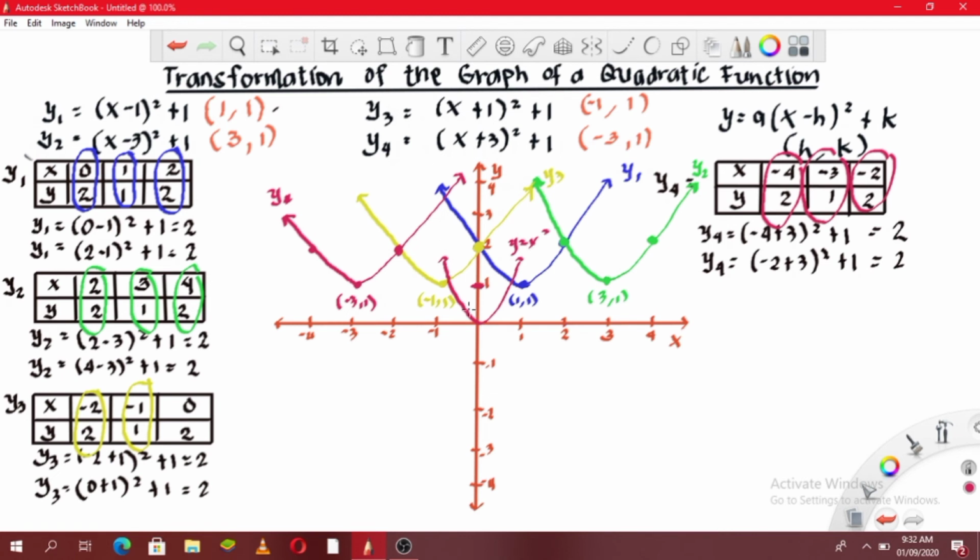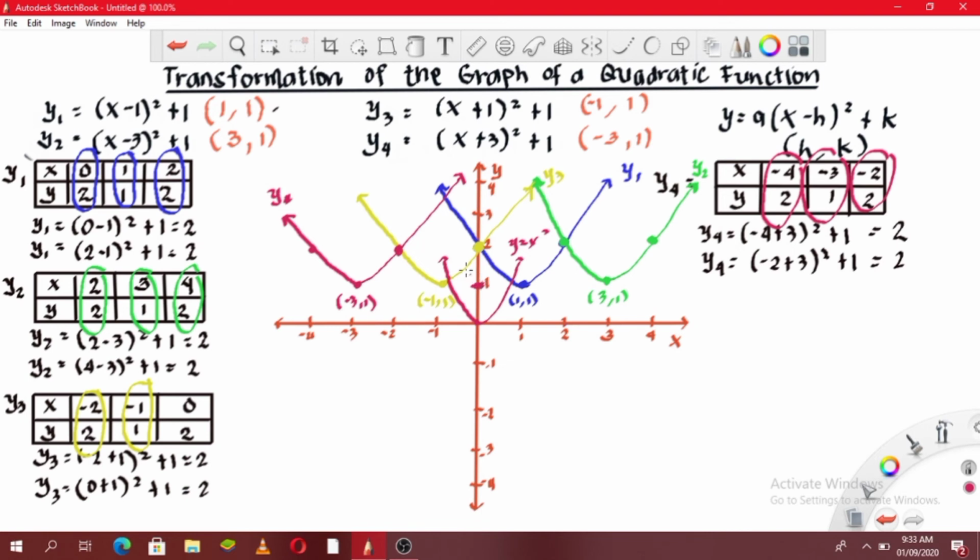So, ibig sabihin, dahil yung k natin 1, so tumalon siya ng 1 step pataas. So, ayan na, nababanggit natin si k. So, si k may kinalaman sa movement ng graph ng function pataas or pababa. Ayan, nabanggit na natin. Kaya, nasa taas lahat itong mga vertices ng graph na ito. Kasi yung k is 1. So, they move 1 step up.